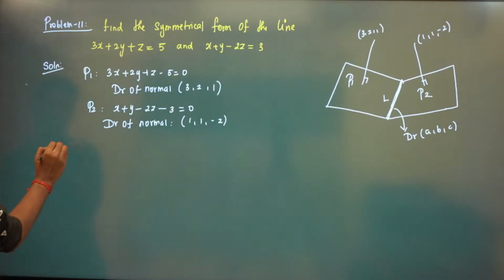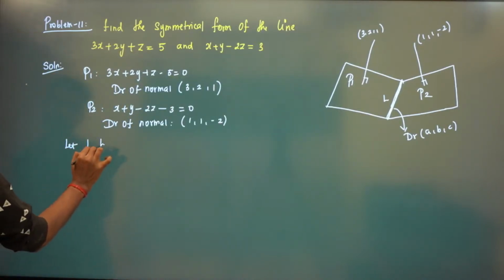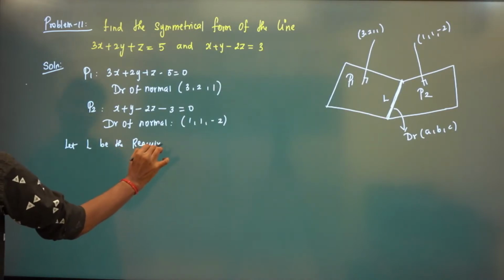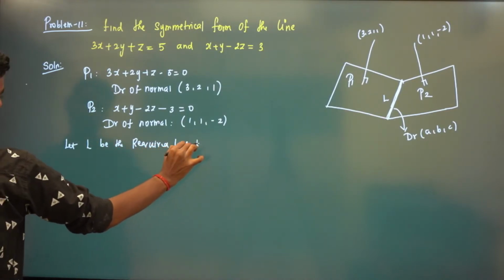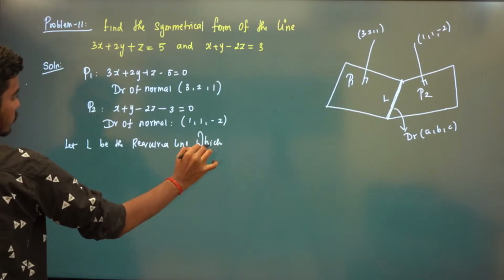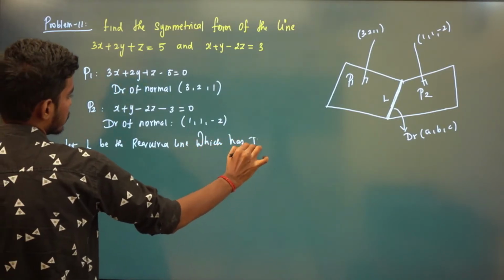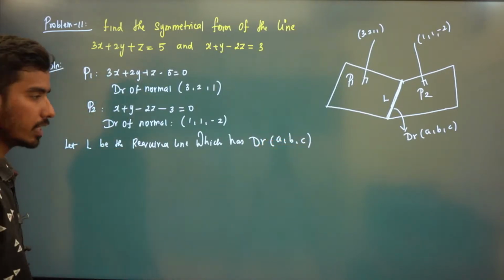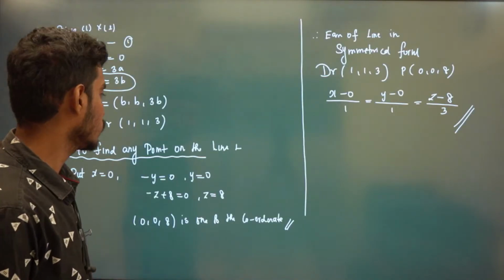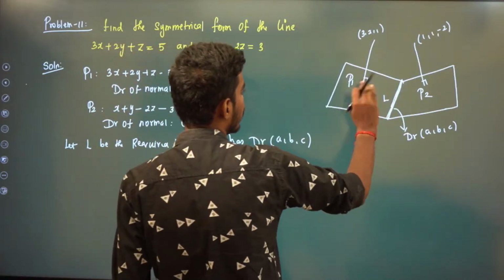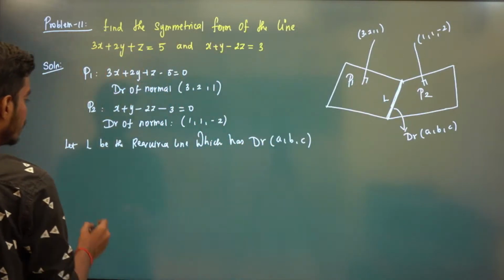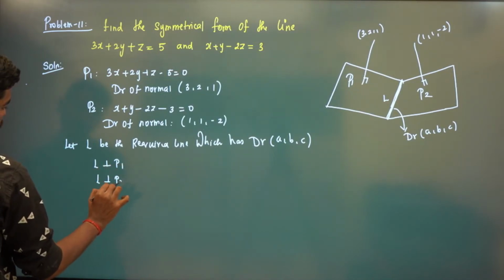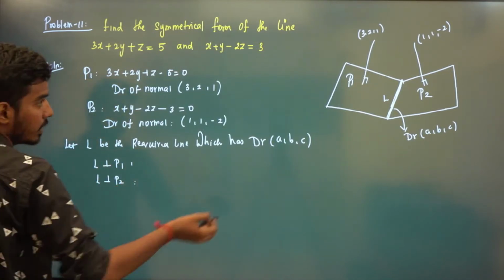So let L be the required line, which has direction ratio a, b, c. Now again, I'm not going to write the same procedure again. So this L is perpendicular to P1 as well as L is perpendicular to P2. So just apply the concepts.